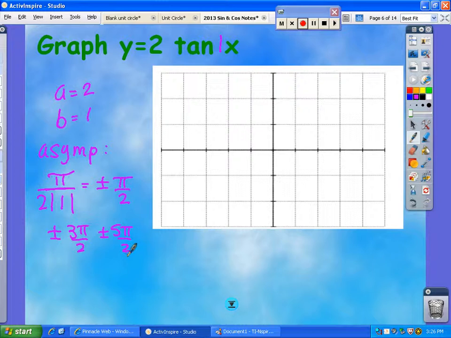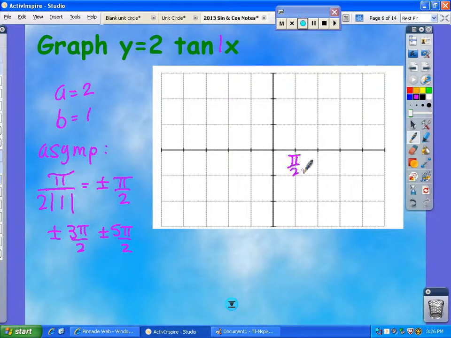All right, so what is that A going to do to our height? Instead of being at 1, it's going to move up to 2. So we're multiplying all the y values times 2. All right, let's put in our scale and our asymptotes. Right now, we're still going to be counting by 90s. We will eventually change those scales to fit our questions. That's what's coming in the future.